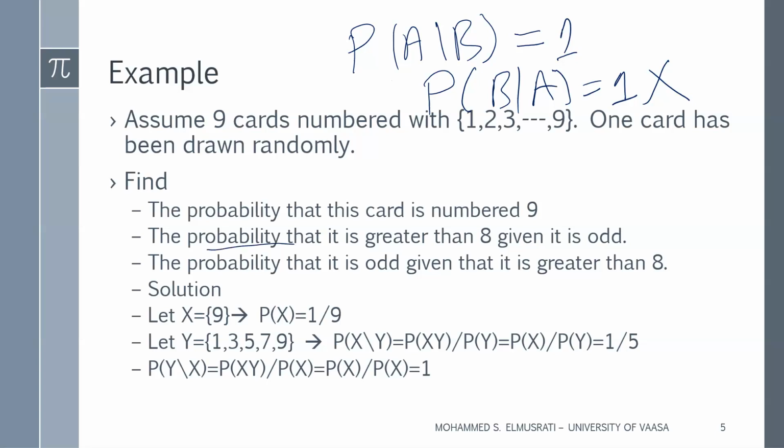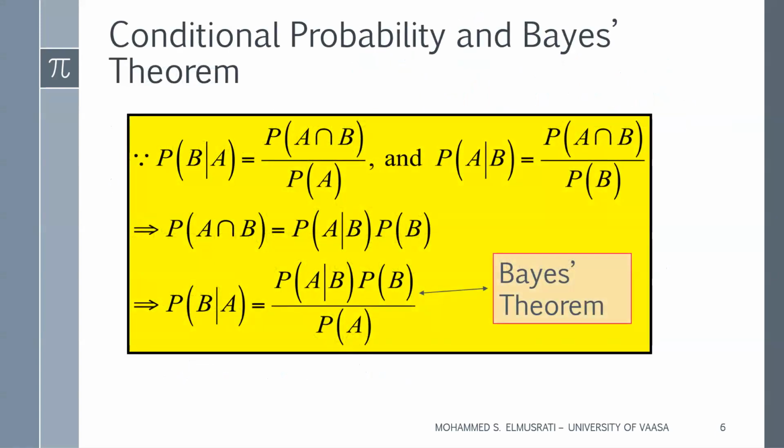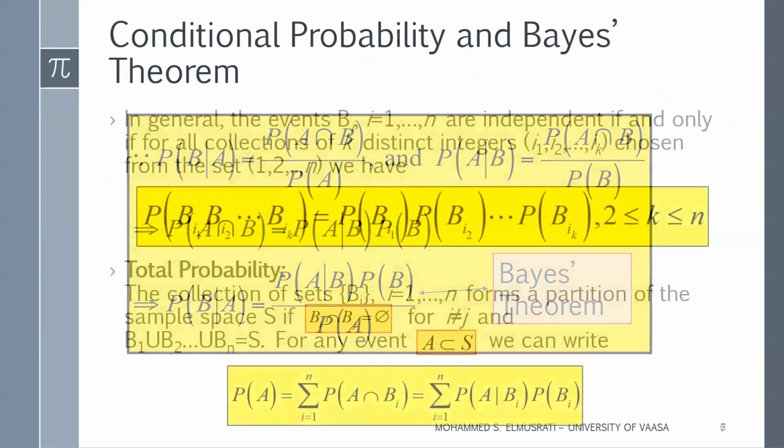So the probability that it is greater than 8, given that it is odd. Given that it is odd, it means B. Here we call it Y, equal to 1, 3, 5, 7, 9. Then the probability of X given Y is equal to 1 over 5, but the probability of Y given X equals 1. We will see more examples about this, but let us go further. This is the Bayesian theorem that we mentioned just now.